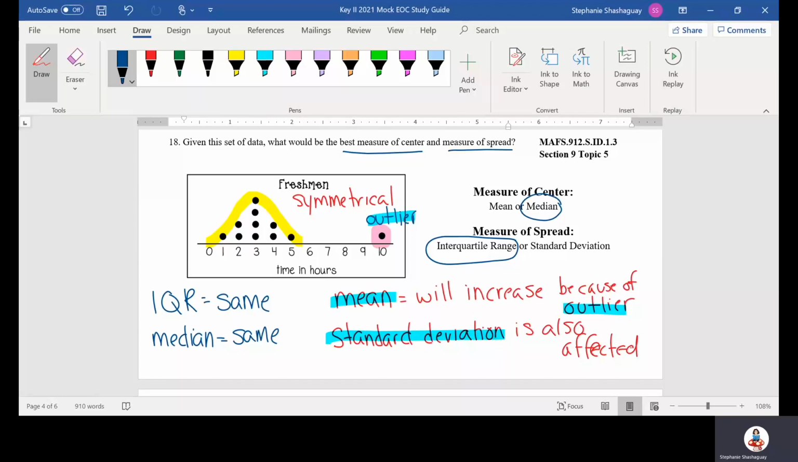Now, if you have symmetrical data without an outlier, then you could use your mean or standard deviation. But anytime you have an outlier, you have to make sure that you're using your IQR and your median for your measure of center and your measure of spread.